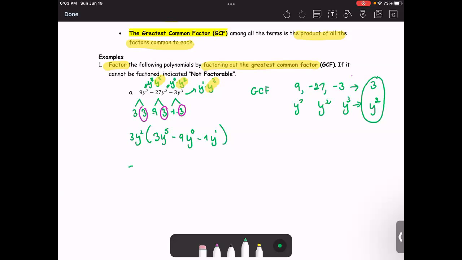And then we write it in a nicer form: 3y to the second times 3y to the fifth, and if written in descending order, minus y minus 9. So now we are done. Factored, this is the most simplified form of this expression.